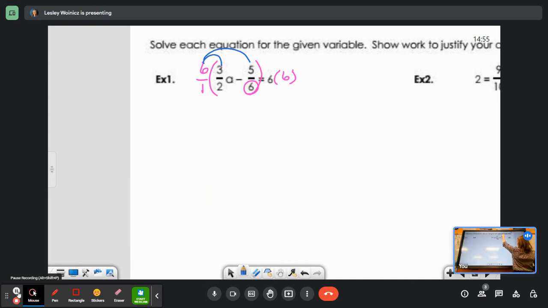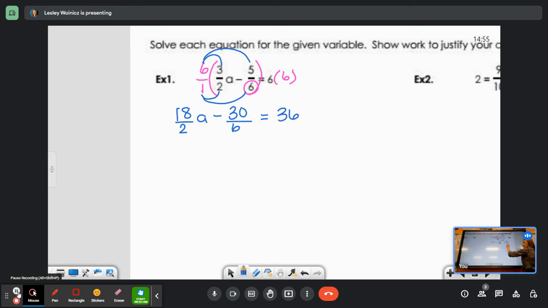All right, so 6 times 3 is 18. 1 times 2, 2. Okay, I'm going to bring down the A, bring down the minus. Okay, I keep multiplying. 6 times 5 is 30. 1 times 6, 6. All right, what's 6 times 6? Yes. Okay, now for a second it looks worse, but it's about to get better because we're going to simplify.